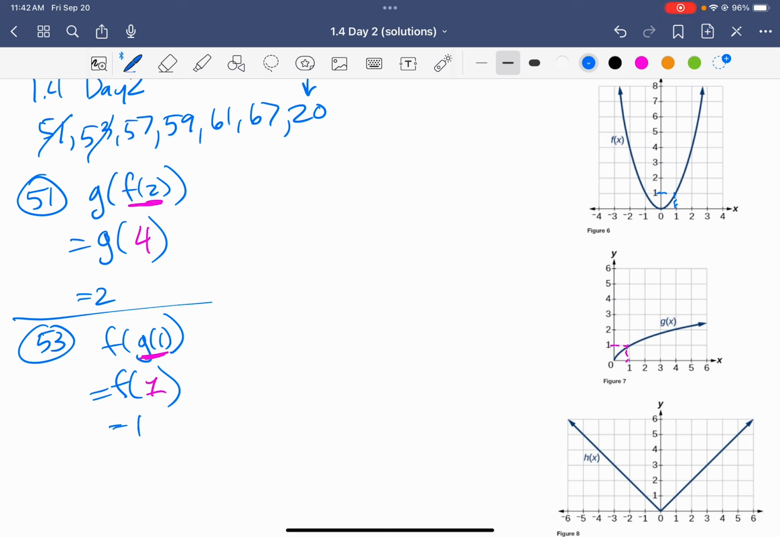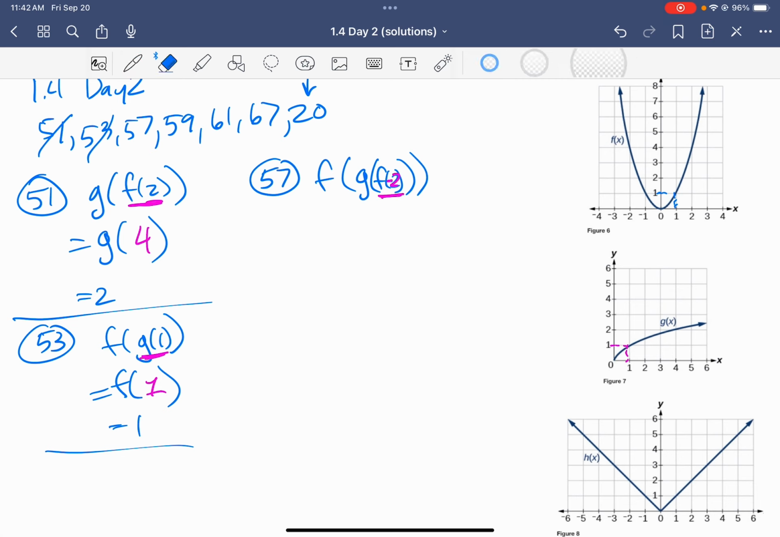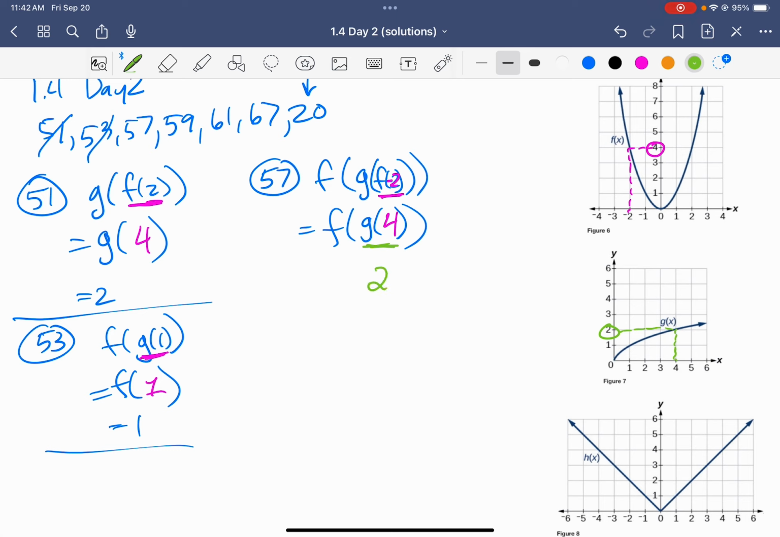That's 53. And then 57 is a little more ridiculous. For 57, it says please find f of g of f of -2. So the first thing I do is plug -2 into f. And -2 into f gives me out 4. So this is just 4. So I'm taking g of 4 and then f of that. But g of 4, if I look at the g function, I get out 2. So this is just 2.